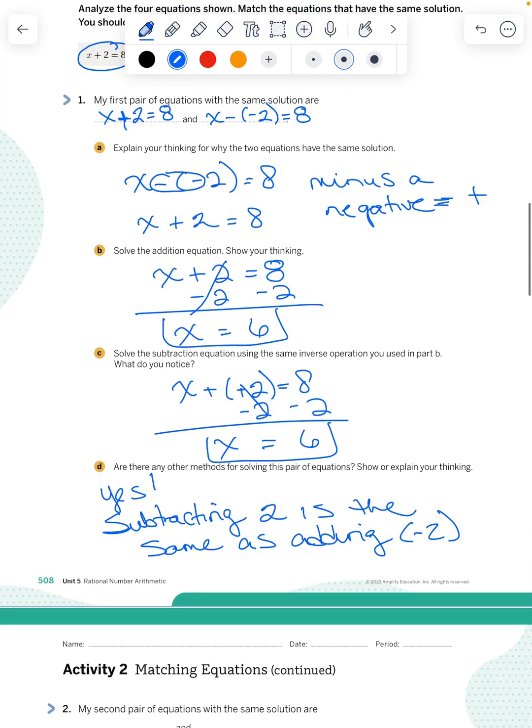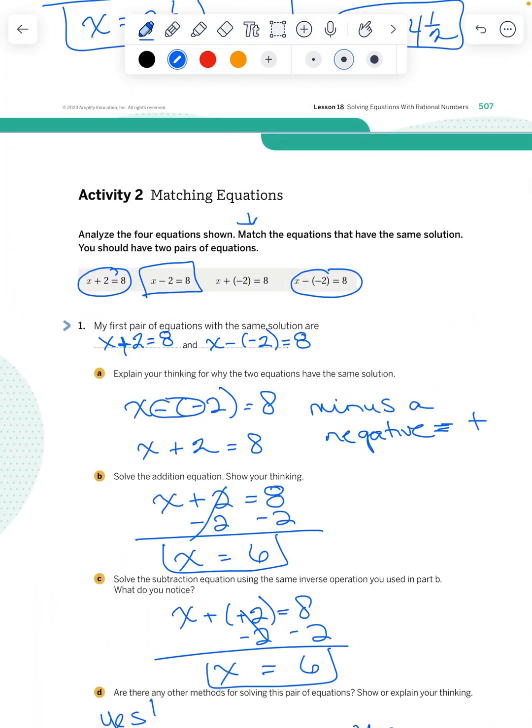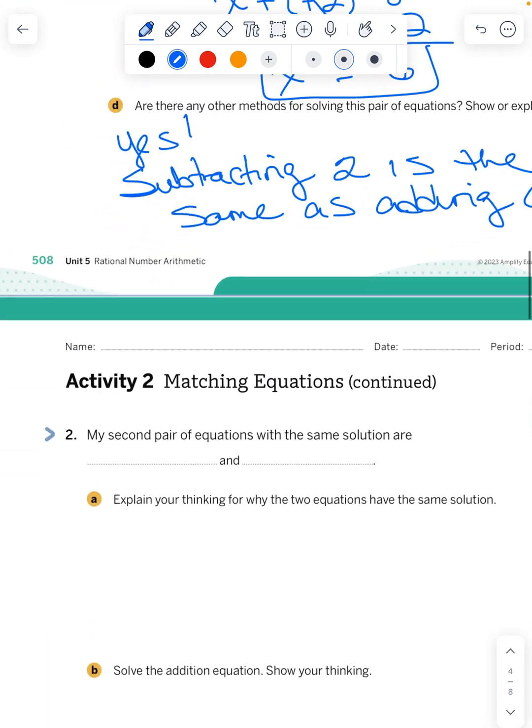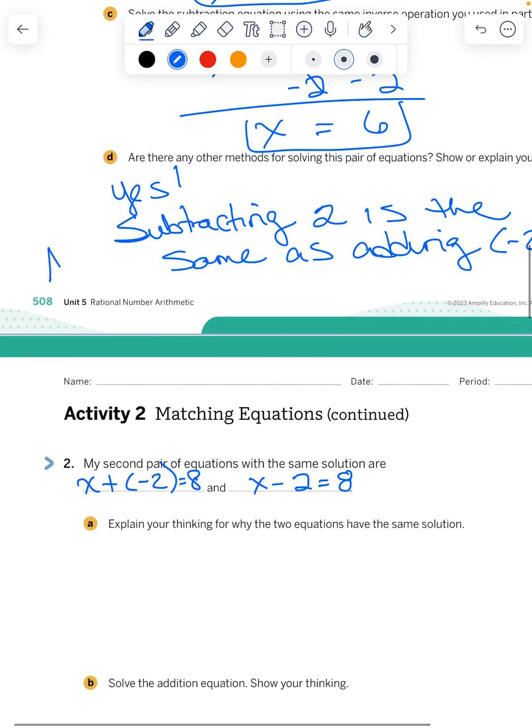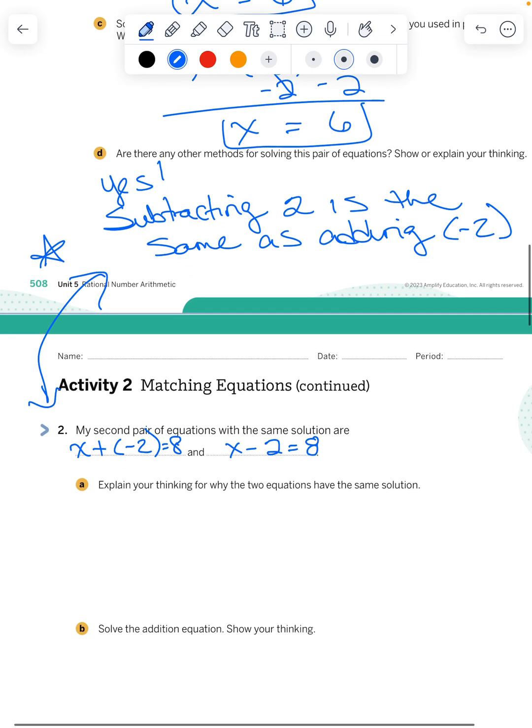My second pair of equations with the same solutions are, I'm going to go back up here. X minus 2 is 8, and x plus a -2 is 8. So I'm going to write those down here. X plus a -2 is 8, which is the same as x minus 2 is 8. And that is basically, y'all, what we just said right here. That subtracting 2 is the exact same thing as adding a -2. Okay, so these two are showing that. Which again is the exact same thing as explain your thinking.